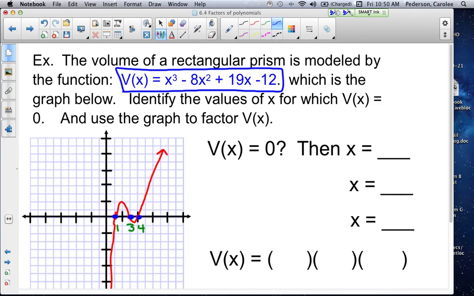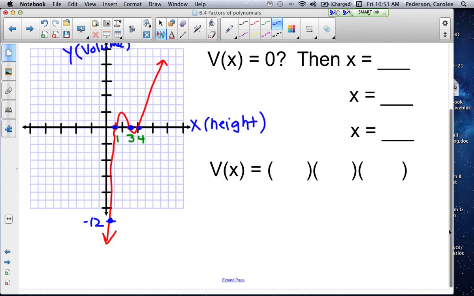And then I highlighted 3 important pieces. The x-intercepts. The x-intercepts are 1, 3, and 4. The x-axis represents the height of the box. The y-axis represents the volume of the rectangular prism.